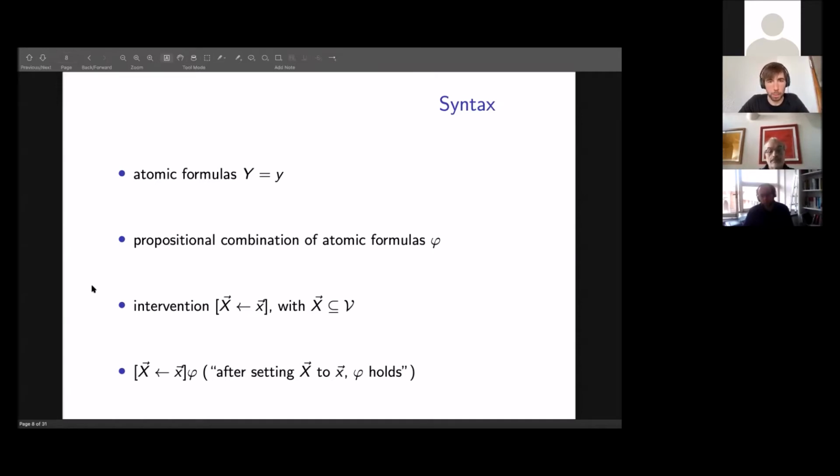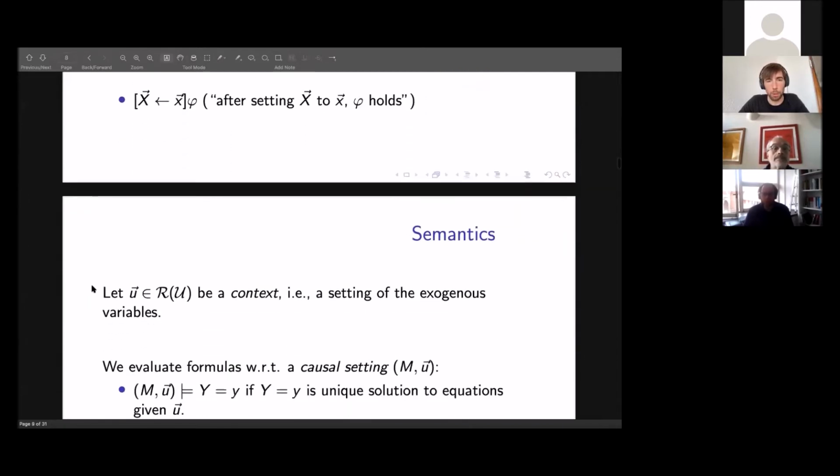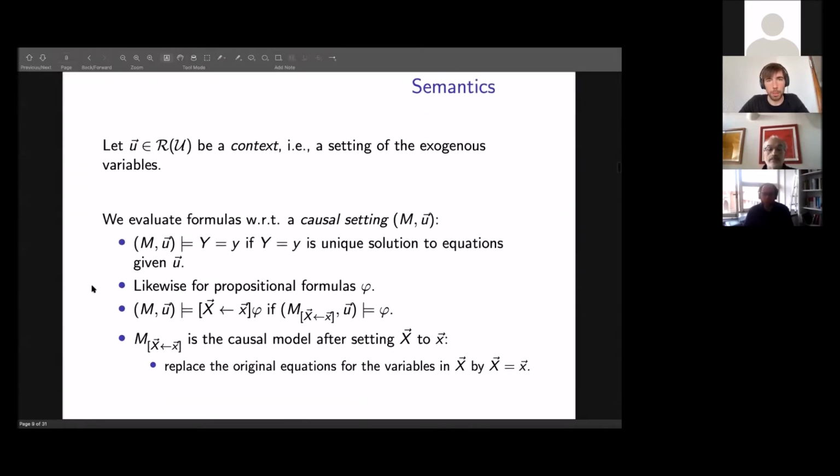Now, how do we make that precise? How do we interpret those formulas? Well, we do that, first of all, as I already mentioned, by having a particular valuation for all the exogenous variables. So that's what we call a context. So it's a particular assignment to all the exogenous variables.